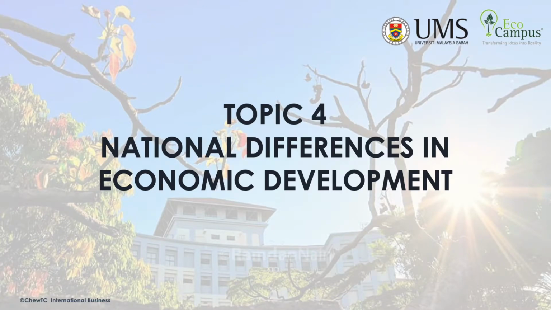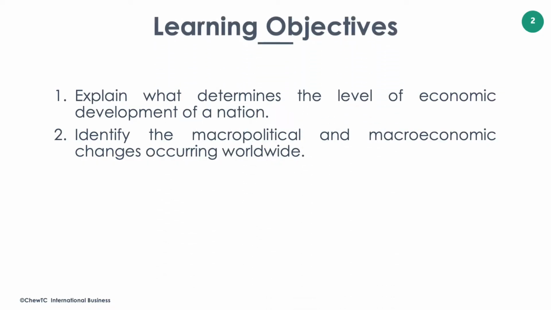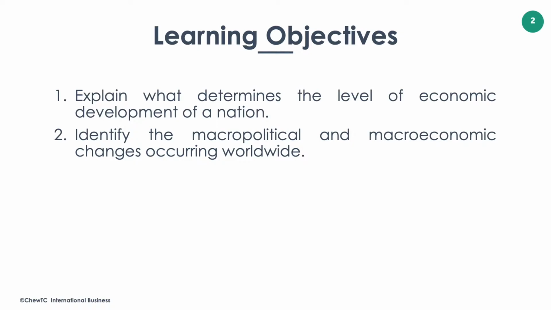Hi guys. Today's topic is about national differences in economic development. There are two learning objectives in this topic, and I hope that by the end of this topic, you should be able to, first, explain what determines the level of economic development of a nation. Second, identify the macro-political and macroeconomic changes occurring worldwide.